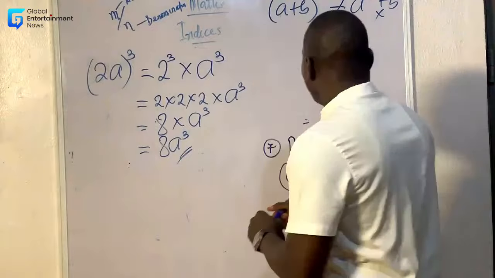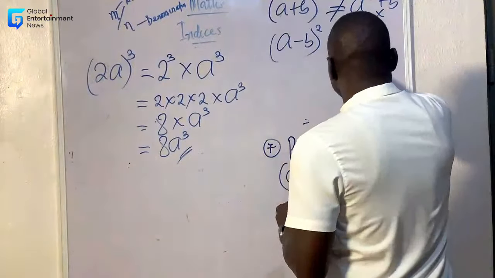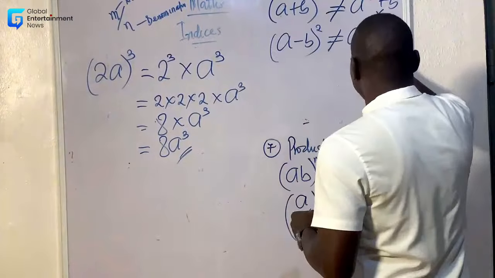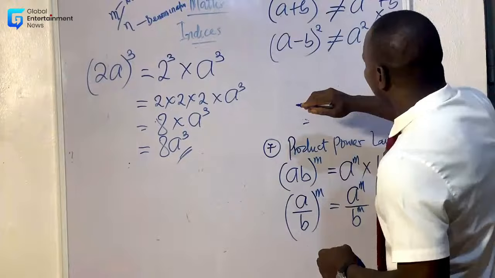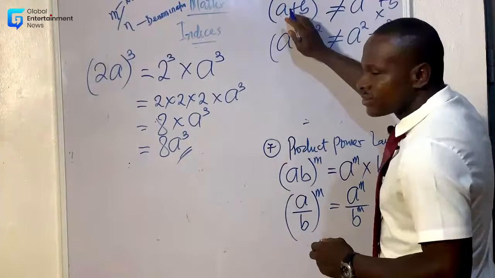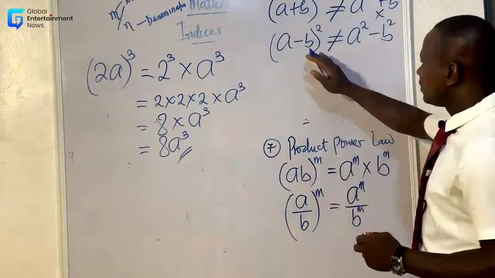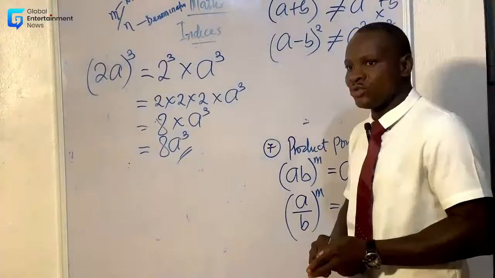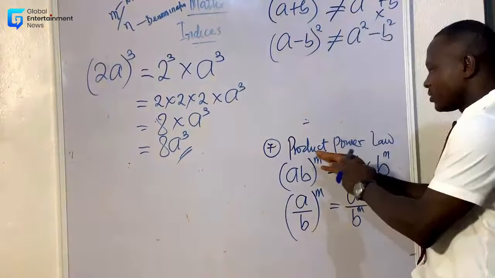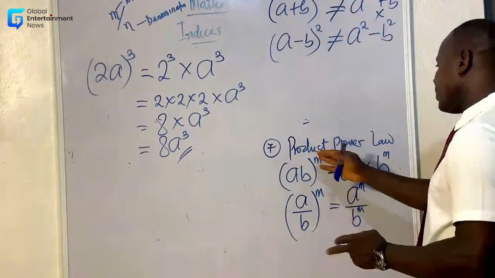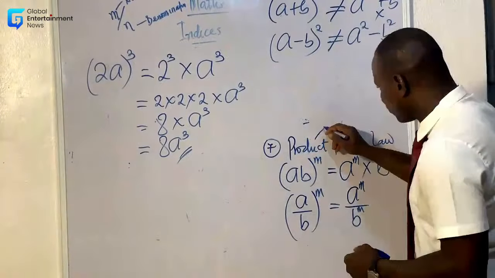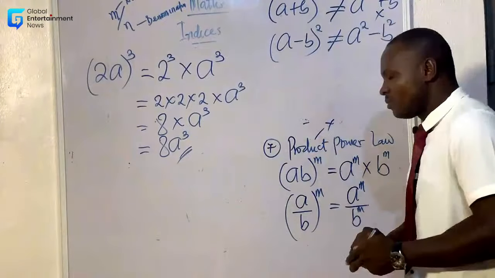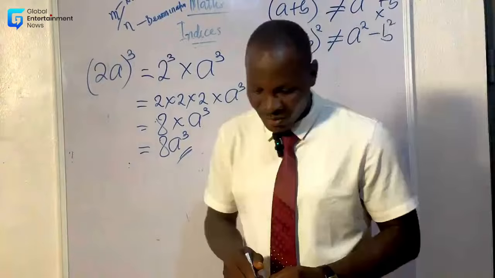And if you have something like A minus B all raised to power 2, it is not the same as A raised to power 2 minus B raised to power 2. So it doesn't work with the addition and the subtraction rule. It only works with the multiplication rule. That is why we call it the product power law. Product means times. The product power law.